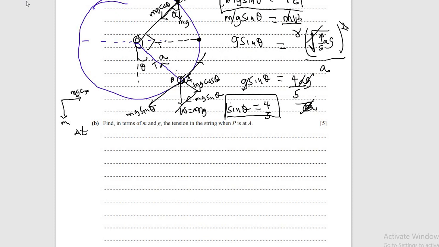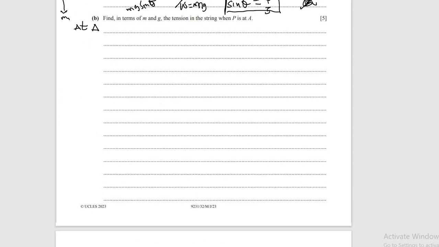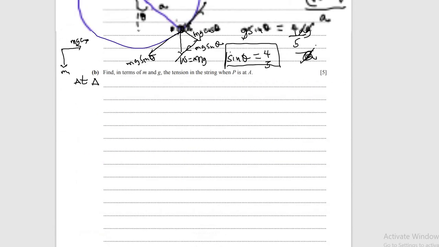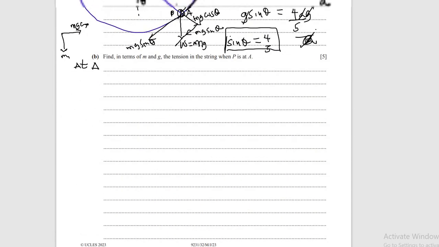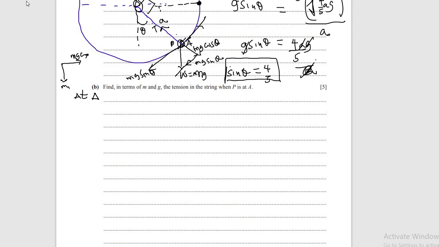So at A, let me check that we have enough space. At A, what happened? The resultant force at A is tension minus mg cos theta. So tension minus mg cos theta will give us mv squared over r.